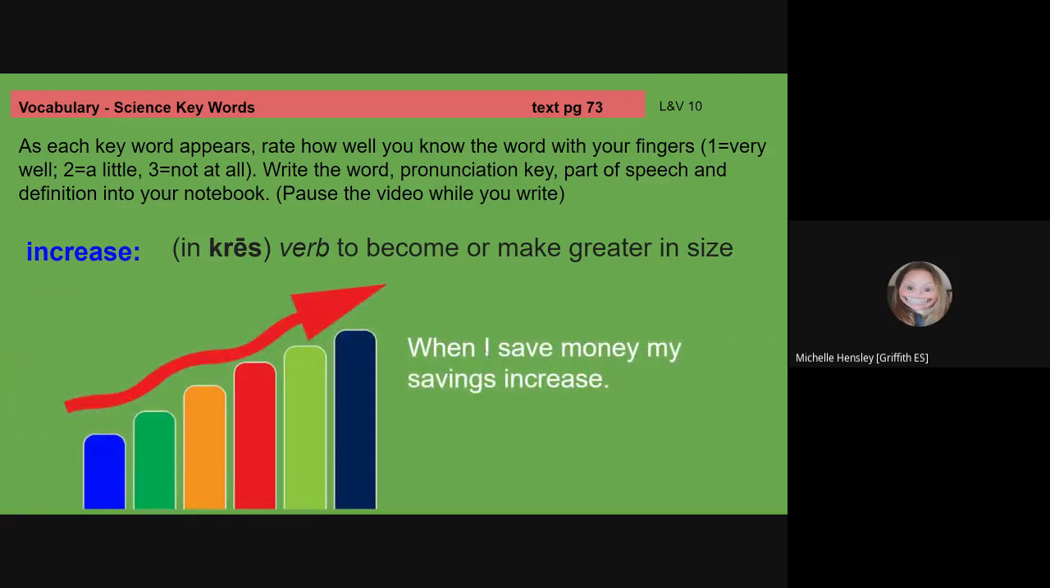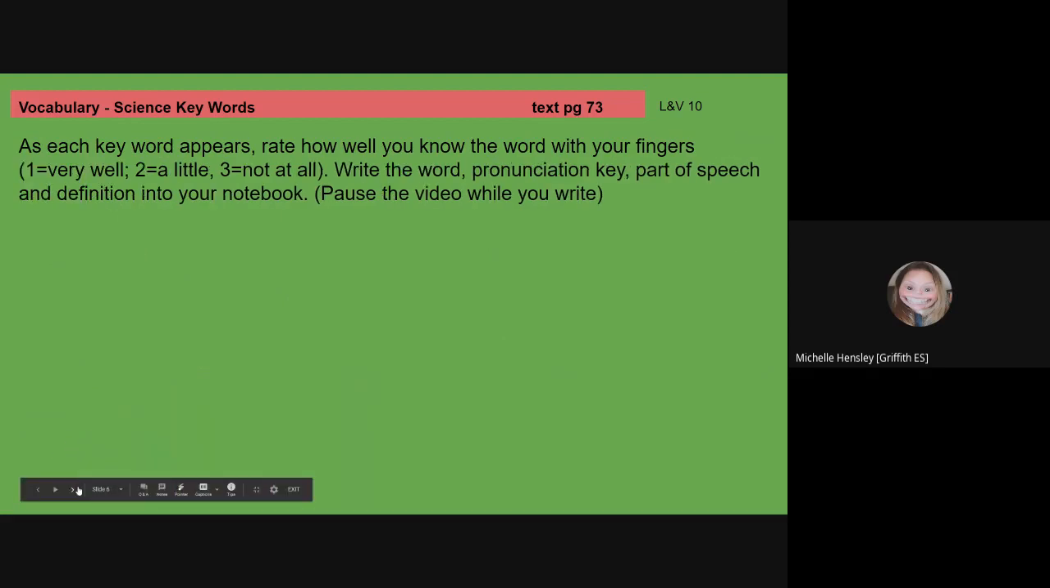So here's our sample sentence. When I save money, my savings increase, right? So when I don't spend money, when I get money and I save it, then I have more money saved. My amount of savings gets bigger in size. All right, pause the video if you need more time for increase. We're going to go ahead and move on.